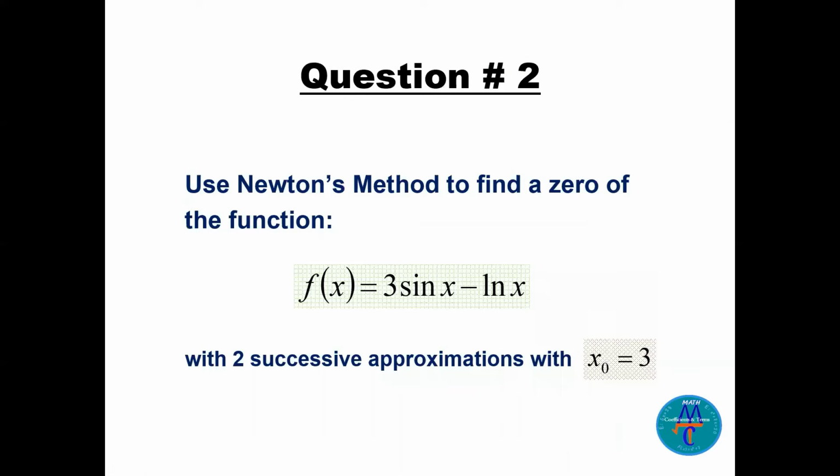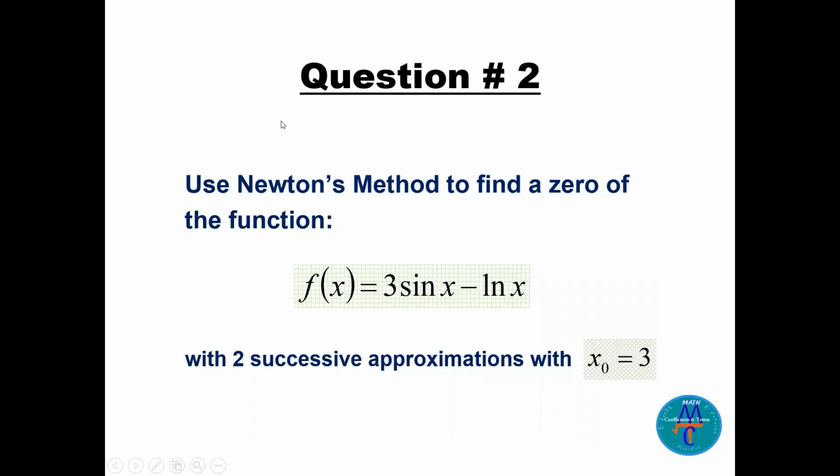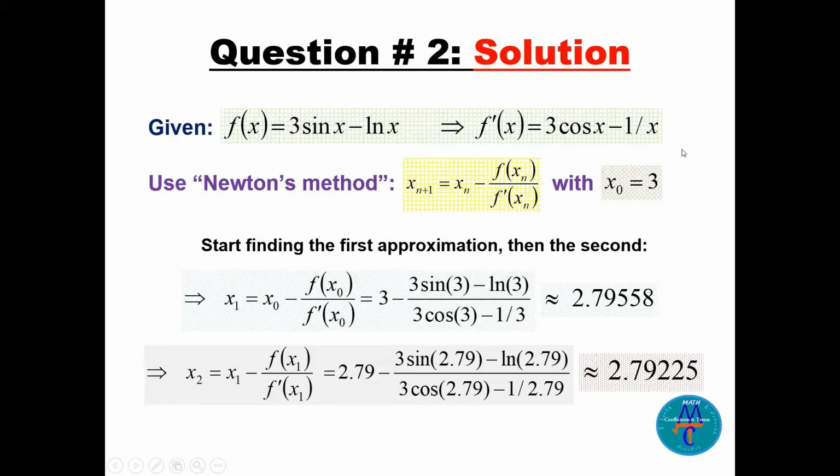Another question, use Newton's method to find the zero of this function. So now here the function is given with two successive approximations with x sub 0 is equal to 3. So this is the initial guess. X sub 0 is equal to 3. We need two approximations. So we can write the function. We can find the derivative, 3 cosine of x minus 1 over x, because minus ln of x. See the function here, ln of x. The derivative is 1 over x.